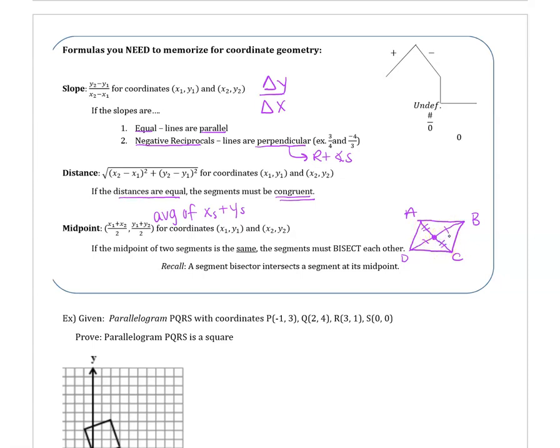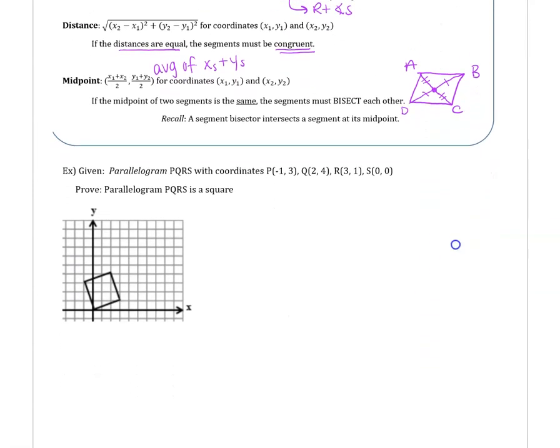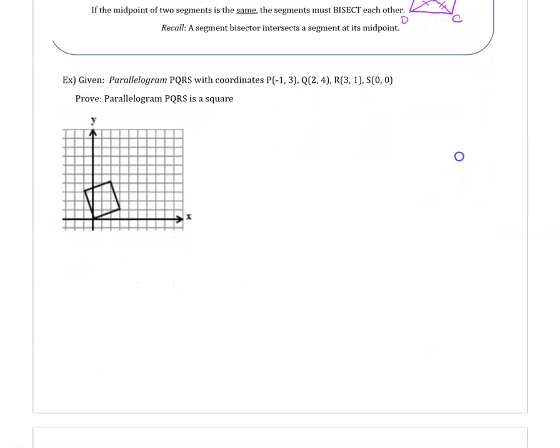And therefore, that shape must be a parallelogram. Okay, so I'm just going to run through one example of this. You guys have more in your Unit 6C notes, and just how we do a coordinate geometry proof. So it says, given parallelogram PQRS, so that means I don't need to prove it, with the following coordinates.